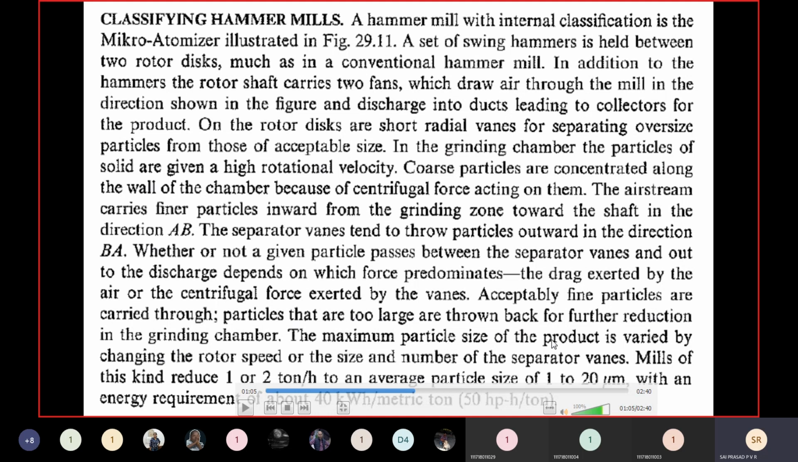The maximum particle size of the product is varied by changing the rotor speed and the size and the number of separator vanes. See the statement. What is rotor speed here? Because as the rotor speed is changing, two things will happen. The number of times the hammer strikes the particle decreases. At the same time, the rate at which we are sucking the air into the system will also decrease.